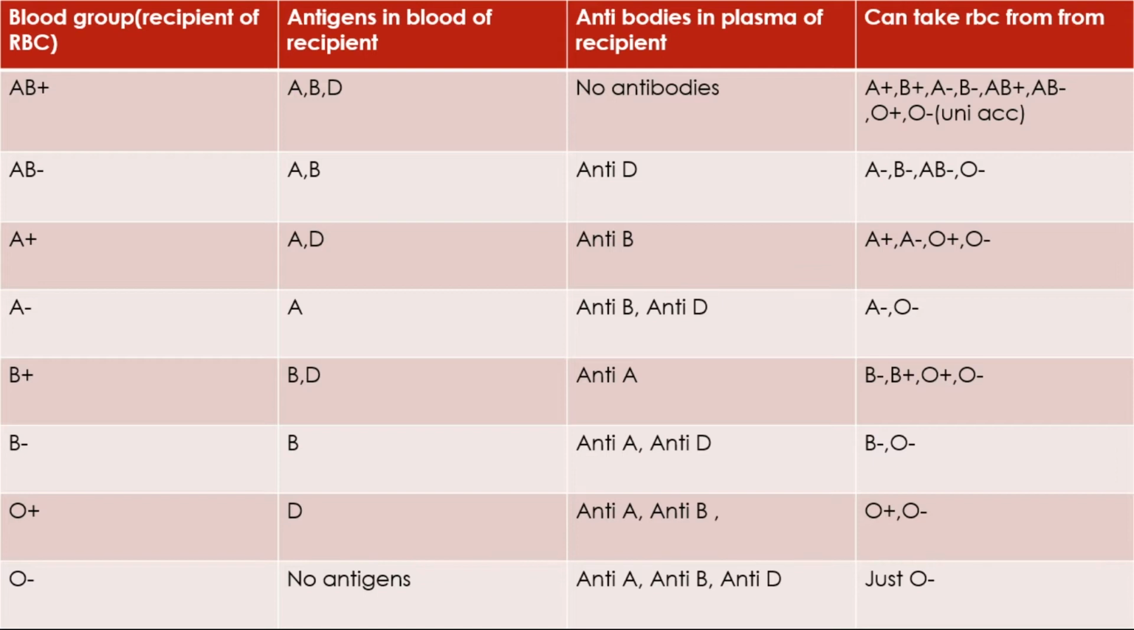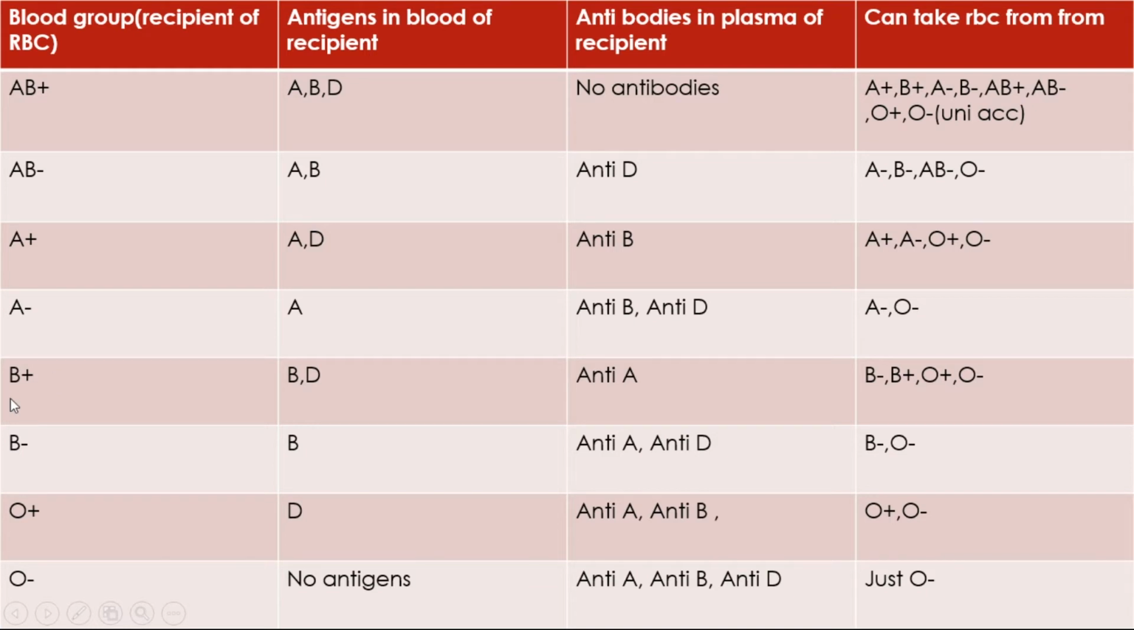A positive persons have antigen A and D in their blood and antibody B in the plasma. So donors with antigen A and D, antigen A only, antigen D only, or no antigen A or B can give RBCs to an A positive person. We are not considering the plasma of the donor. A negative persons have antigen A in their blood and anti-B and anti-D. So they can take from A negative and O negative people.